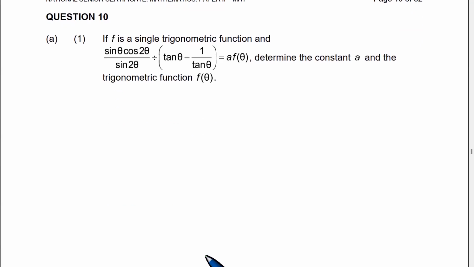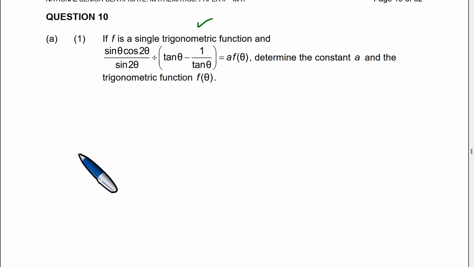Right, I want us to move to look at question 10. Now if f is a single trigonometric function and you have this, determine the constant a and the trigonometric ratio f of theta. Right, f is a single trigonometric function, and you have this: determine the constant a and the trigonometric function f of theta.